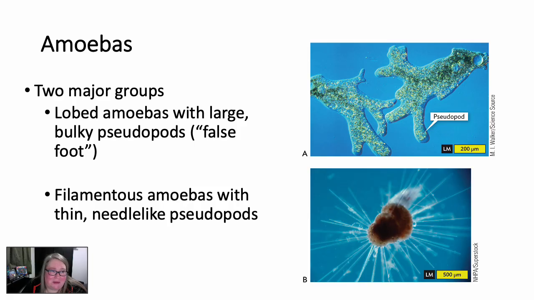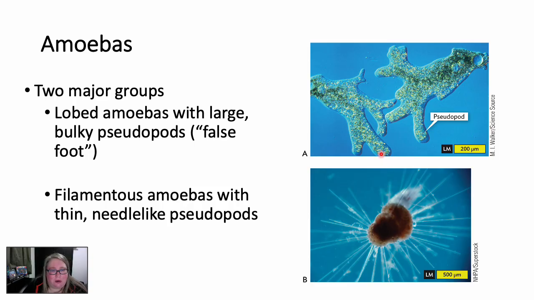Let's first talk about amoebas. In general, amoebas can be divided into one of two groups. The amoebas that we normally think about when we hear the word amoeba is this first one, which are called lobed amoebas. They have these large, bulky pseudopods that they use to get around. This is the one that we normally think about when we think about amoebas.